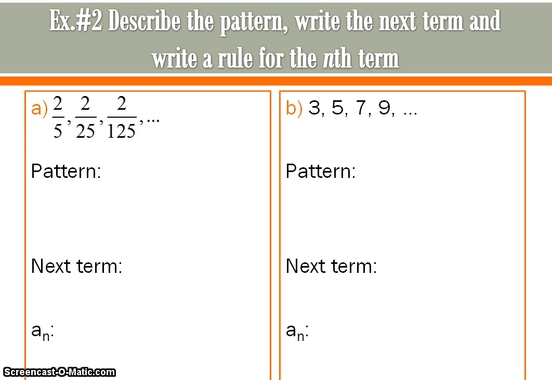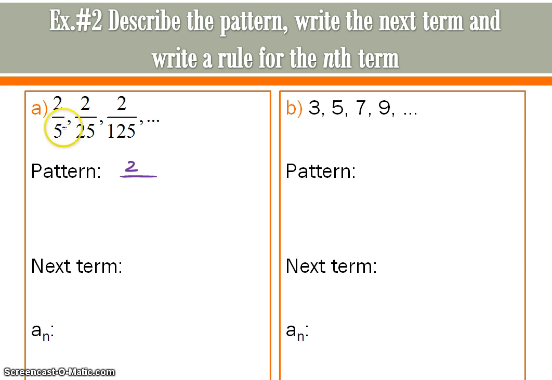Okay. So here we're going to describe the pattern and write the next term and write the rule for the nth term. Okay, so describe the pattern. So I see 2's on top. That's the pattern on the top. On the bottom, 5, 25, 125.